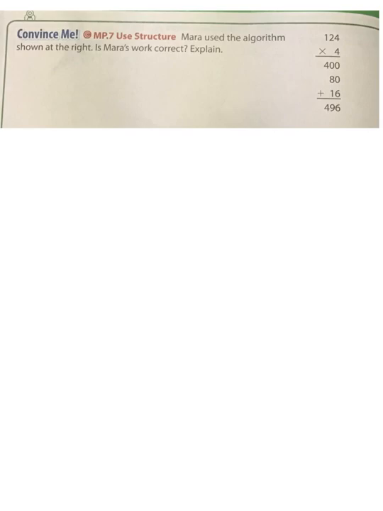Let's look at the convince me on the bottom of page 126. Mara used the algorithm shown at the right. Is Mara's work correct? Explain. So she is multiplying 124 times 4. Here she has switched up the order. So first she multiplied 4 times 100 and got 400. Then she multiplied 4 times 20 and got 80. Last, she multiplied 4 times 4 and got 16. Her partial products are correct. And if we look at the problem, she did add correctly, so therefore, she got the correct answer.